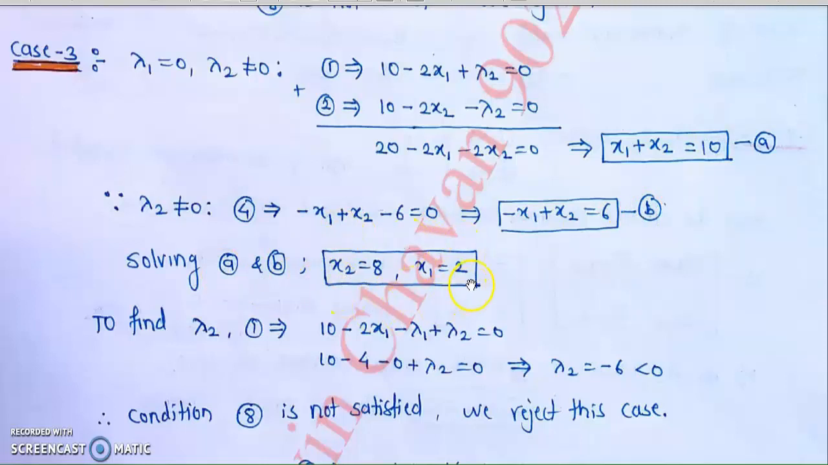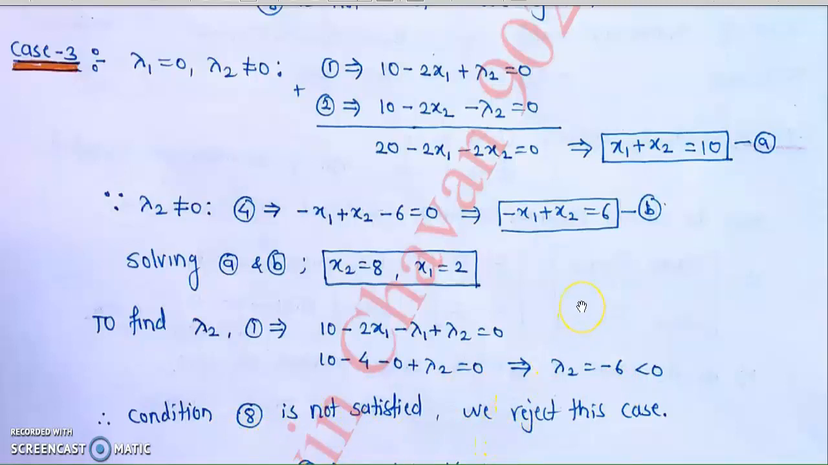So x1 and x2 are again positive, so the seventh condition is satisfied. Lambda 2 is non-zero, so we have to find out the lambda 2 value, and we get it as minus 6 from equation number 1. So again, the lambda value we got is negative. So condition 8 is not fulfilled, and that's why we reject this case.